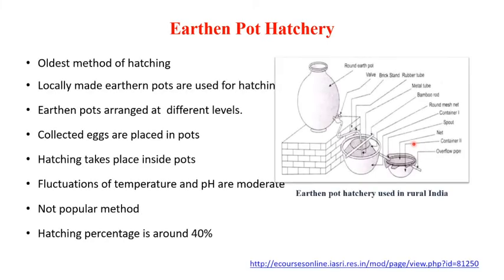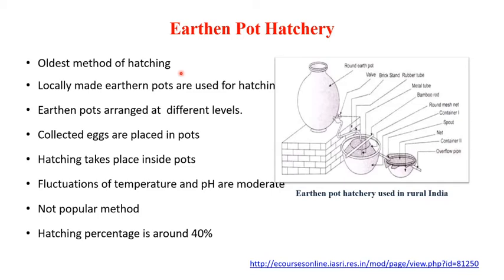Let us learn about different types of hatcheries and their merits and demerits. Many types of hatcheries have been established so far for hatching fish eggs. The main aim of the hatcheries is to improve the percentage of hatching of eggs. Let us see the basic type of hatchery, the first one, the earthen pot hatchery. This is the oldest method adopted for hatching.